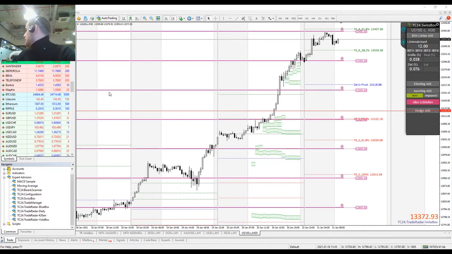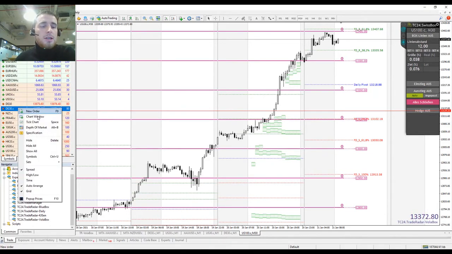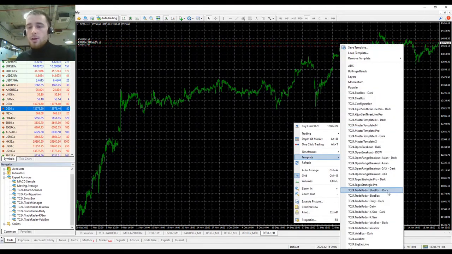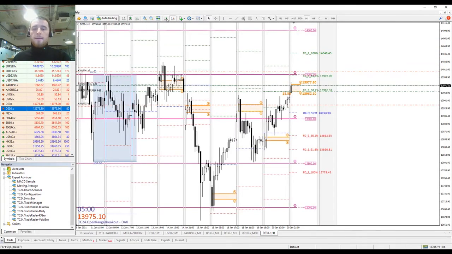And today we're going to be doing our German market opening on the DAX. So first things first, we're going to go straight into it and open up our DAX chart. Come over to our template and open up into our open range breakout DAX. So here we have our DAX.